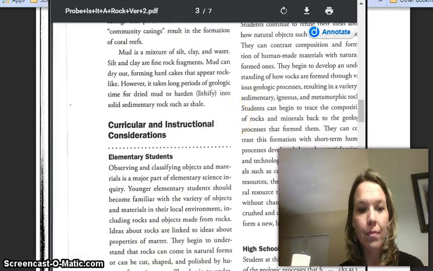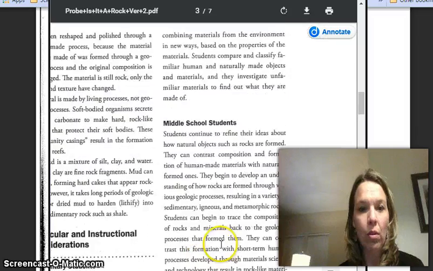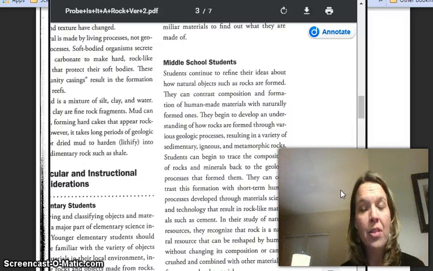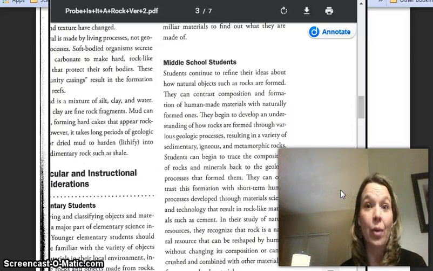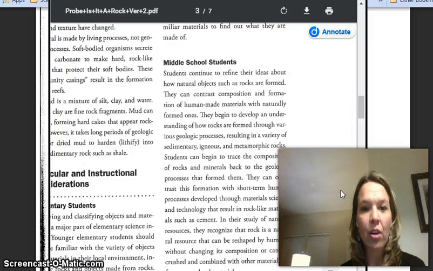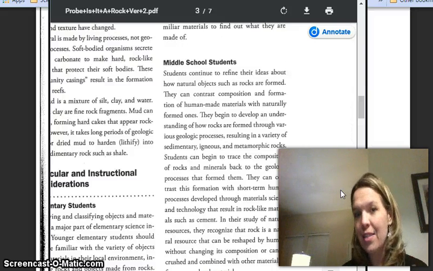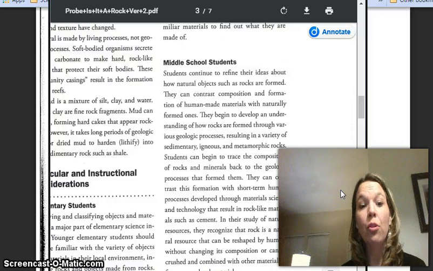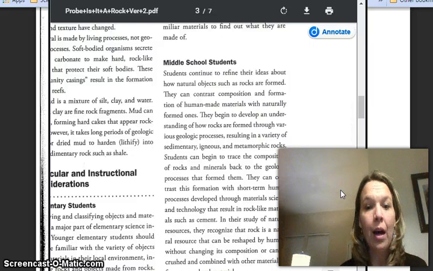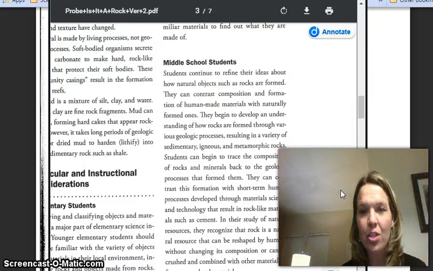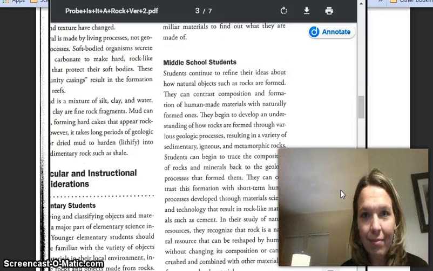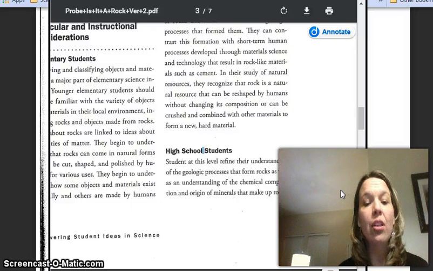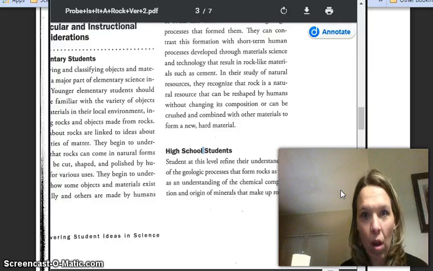Here's the middle school. We start refining ideas. They begin to develop understanding how rocks are formed. So the rock cycle actually is covered in the 6th grade TEKS. So this is where they start figuring out what sedimentary is, what igneous is, what metamorphic is, and so on. They can contrast this information with short-term human processes that develop materials and with science and technology. So lab-created rocks.